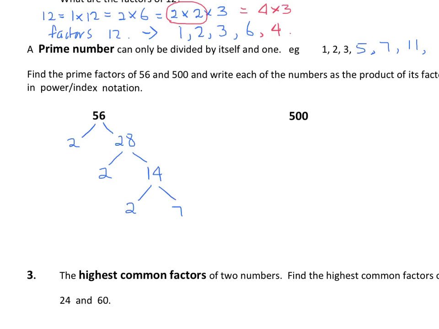So what you can see now is that I've only got factors here that are prime numbers, and they are all down the left-hand side. So 2 times 2 times 2 times 7 is equal to 56. So written as a product of its prime factors, we can write 56 is equal to 2 cubed times 7. Let's have a look at 500.